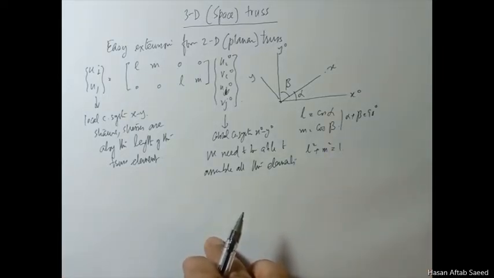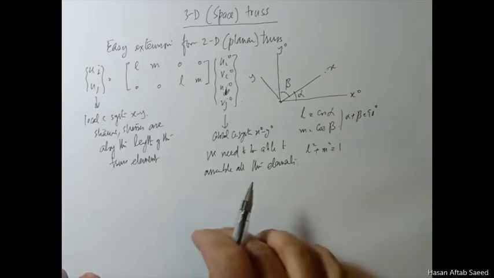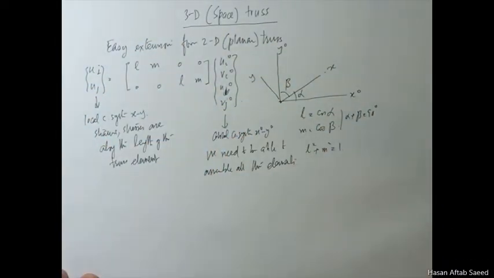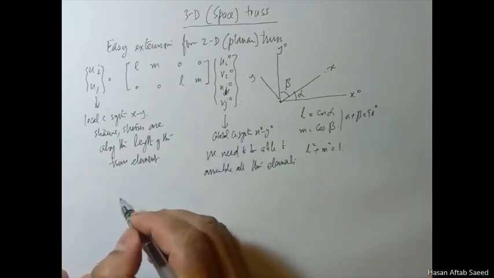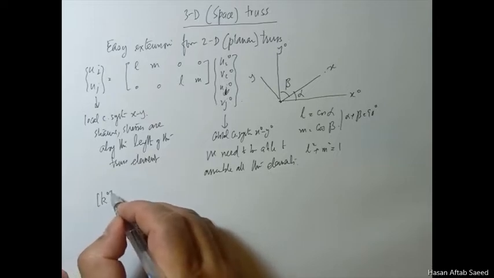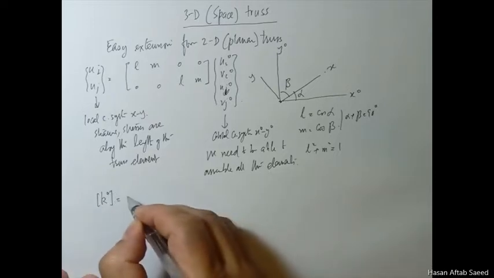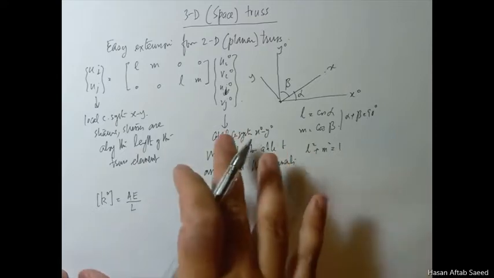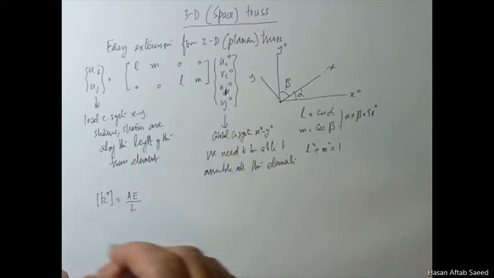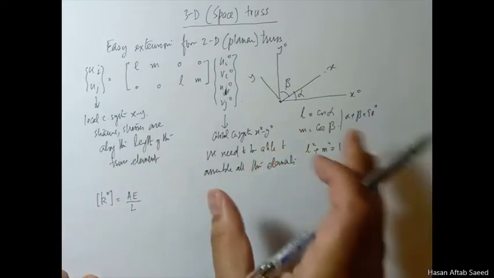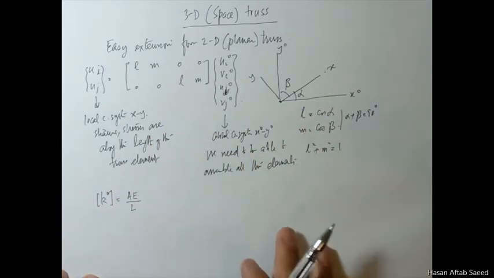Now, if this is a transformation between local and global, then by a progression of steps, we reached this situation for a stiffness matrix in the global system, because the global system is what we need for the assembly. We have to make each elemental stiffness matrix in the global system so that we are able to add them all together at one place.